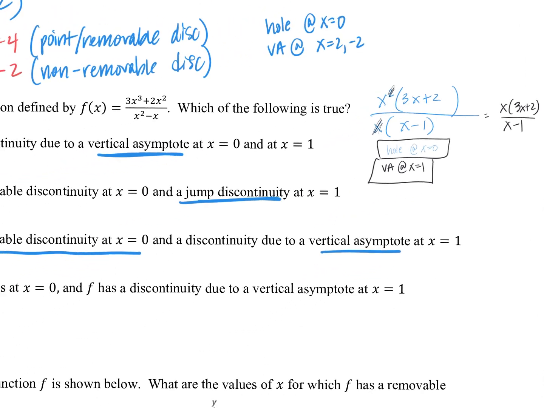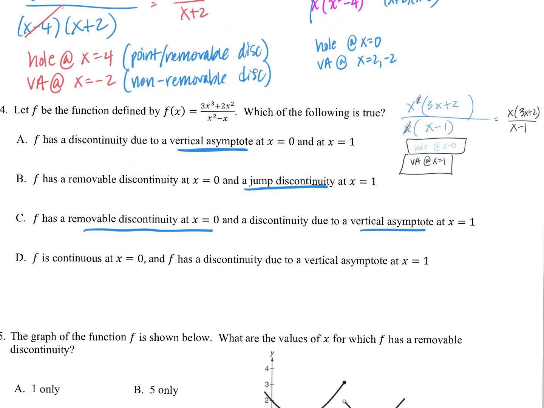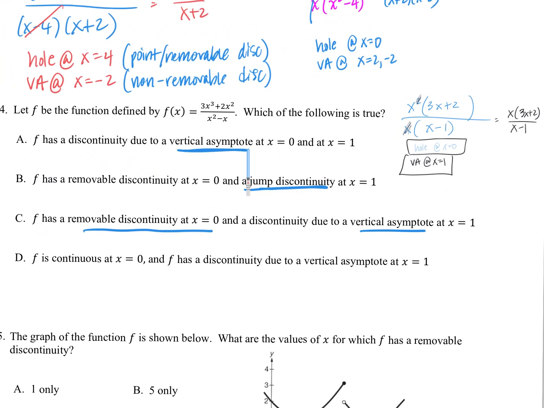Notice I did all that without even looking at my answers. Do we have a vertical asymptote at 0? Do we like A? You can't see it very well because I'm zoomed out, but we have a hole at 0, not a vertical asymptote. Not digging A. Is B a removable discontinuity at 0? But do we have a jump discontinuity at 1? When it's a vertical asymptote, does anyone remember what that is? It's infinite discontinuity or non-removable.